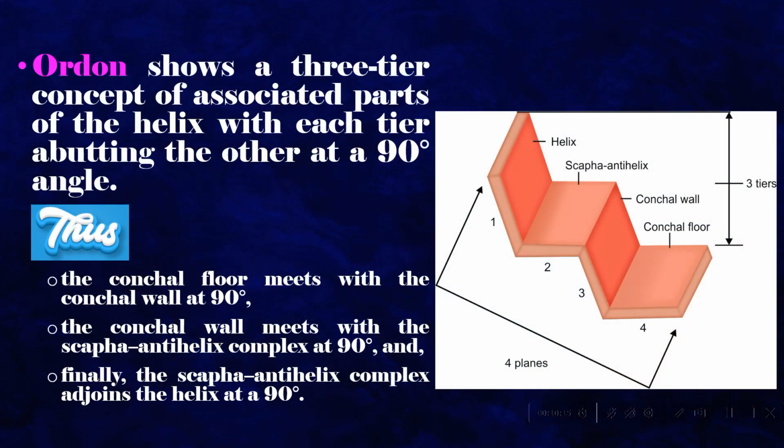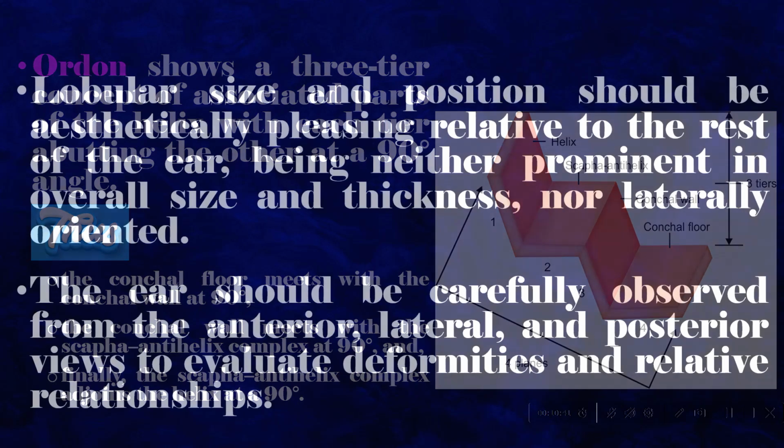Orden shows a three-tier concept of associated parts of the helix, with each tier abutting the other at a 90 degree angle. Thus, the conchal floor meets the conchal wall at 90 degrees. The conchal wall meets the scapha antihelix complex at 90 degrees, and finally, the scapha antihelix complex adjoins the helix at 90 degrees.